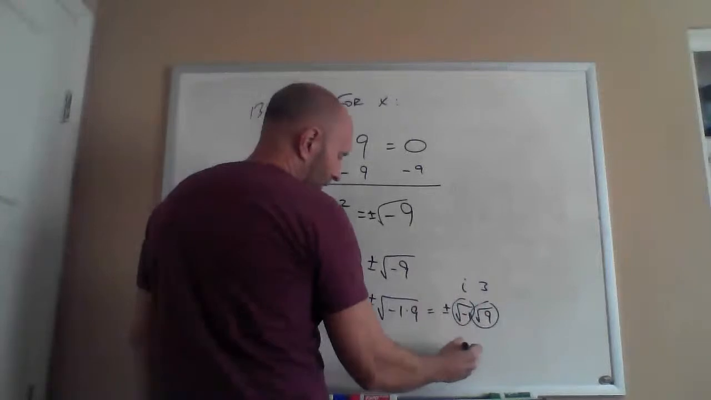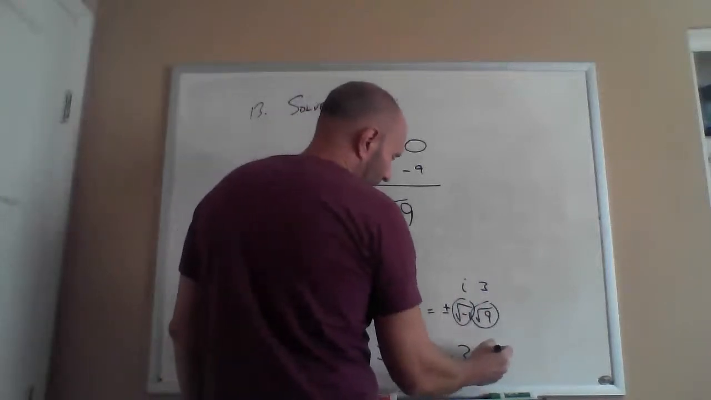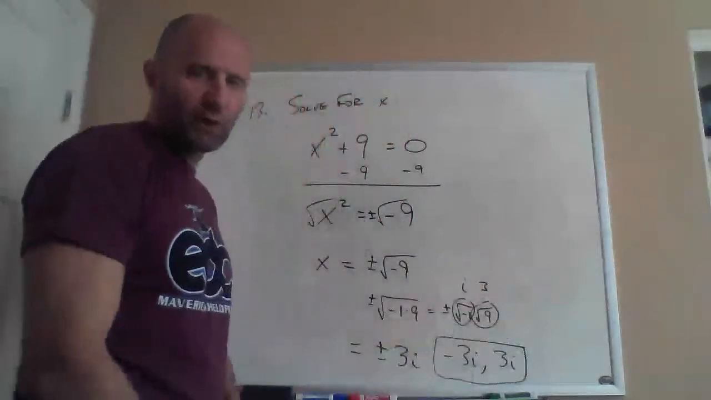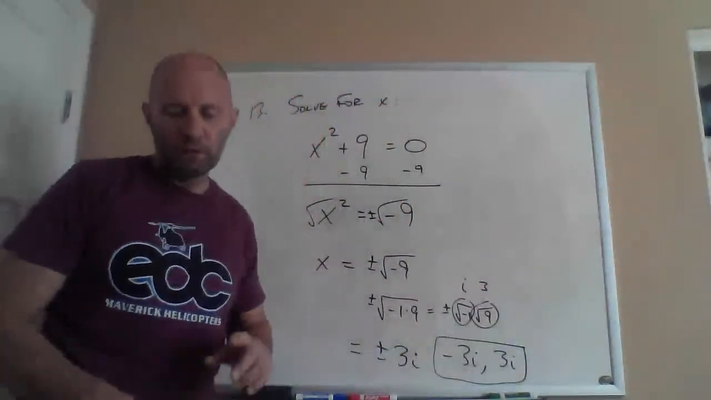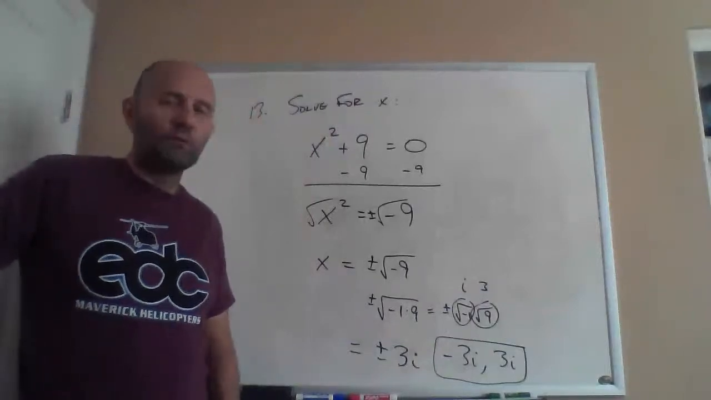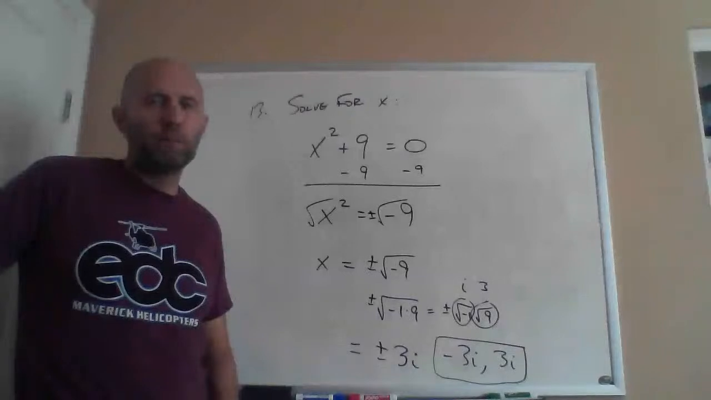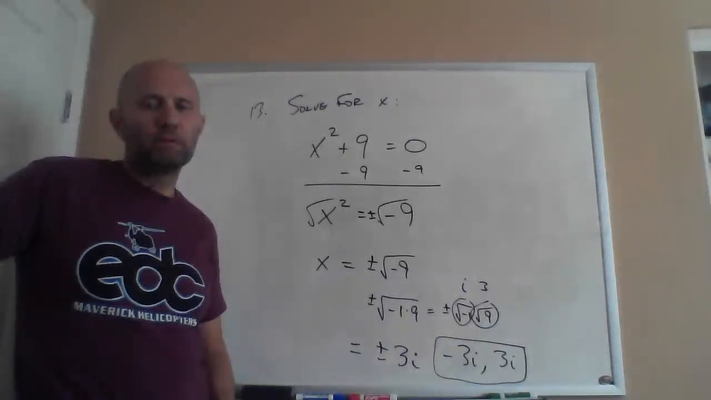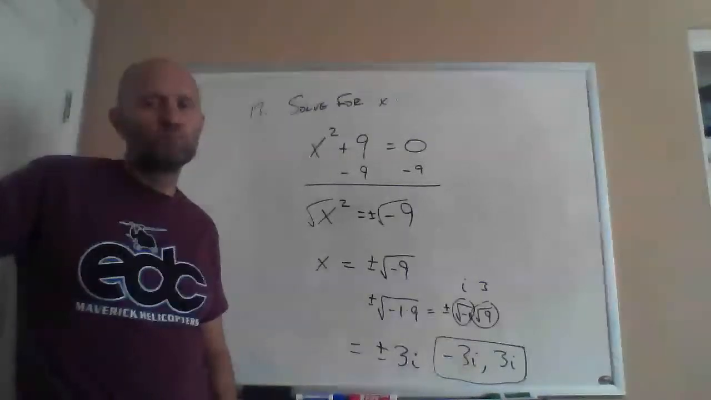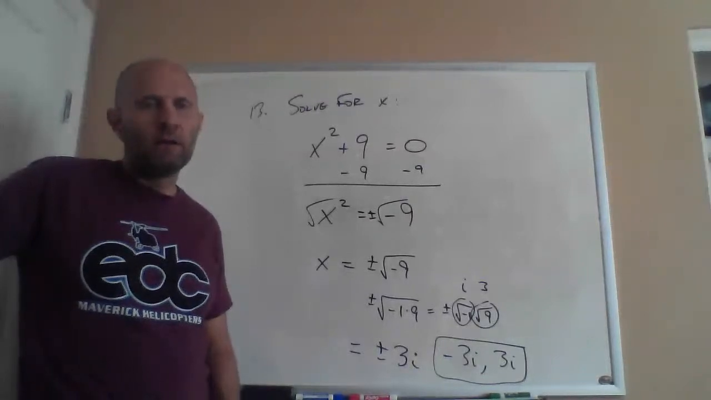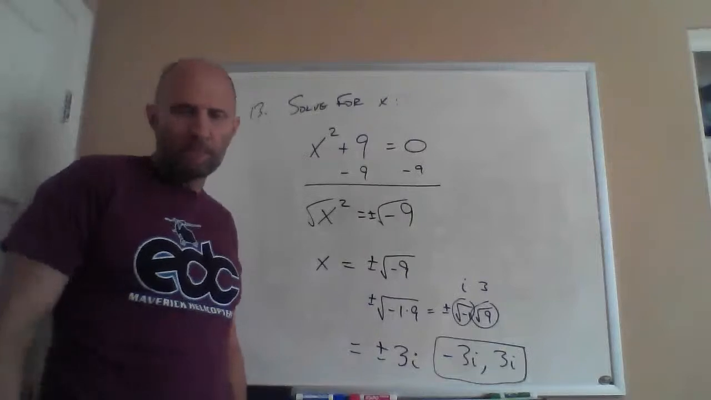So if it wants it separately, you would probably enter -3i and positive 3i. I think it says put your answers with a comma or something like that. So that's how you would solve this one. Any questions on this problem? None? You guys are okay on it now? All right.